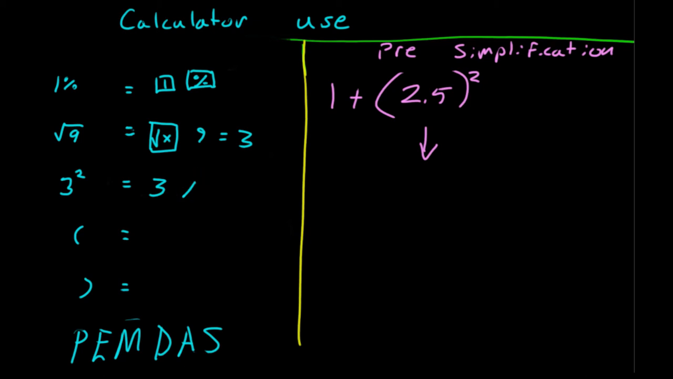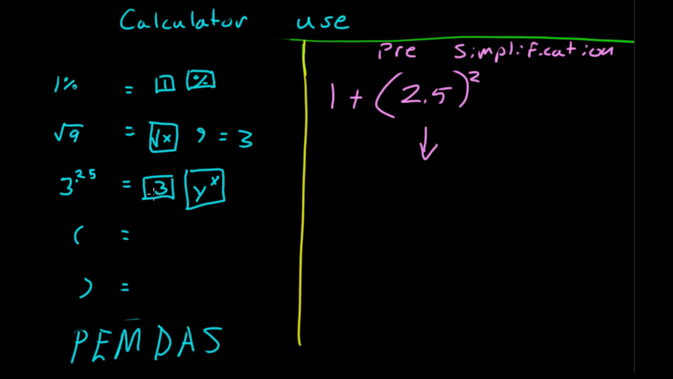Now later on in the presentation, we're going to be doing something a little bit different. So what if this is not a 2? What if that is 3.3 to the power of 0.25? In that case, what you would do is push the 3 button. Then you would push, generally it's going to look like that.